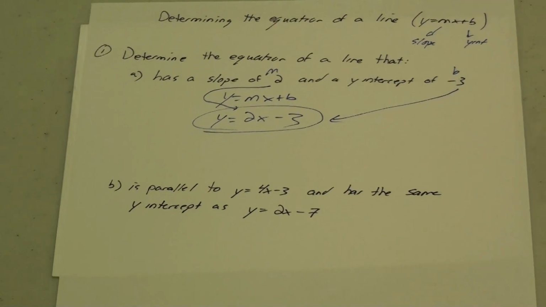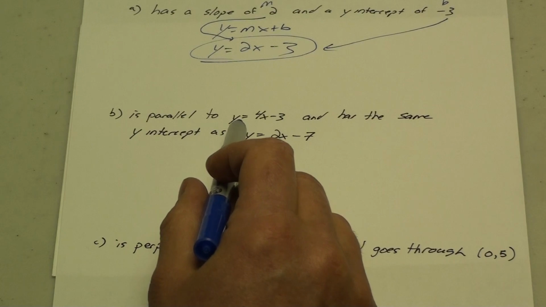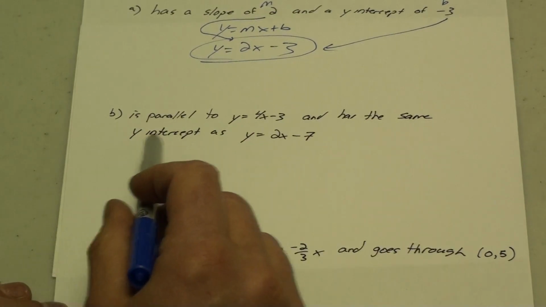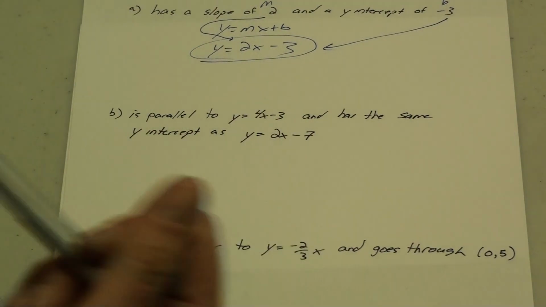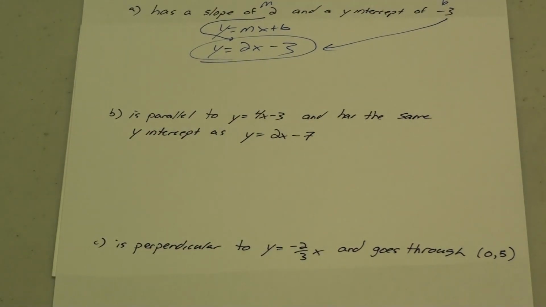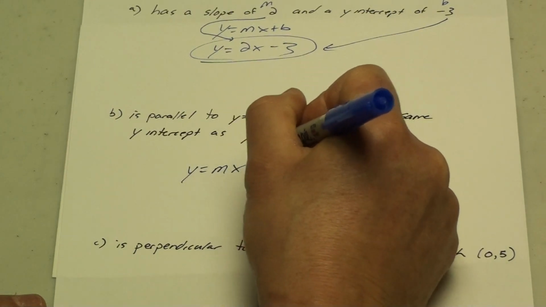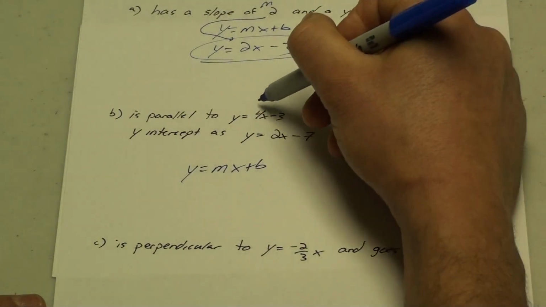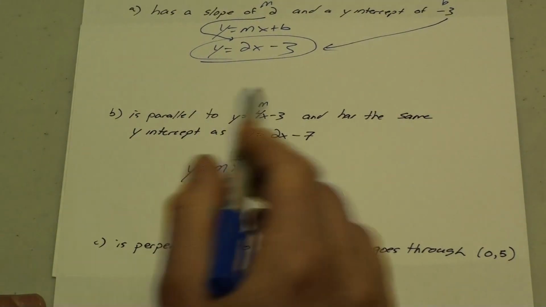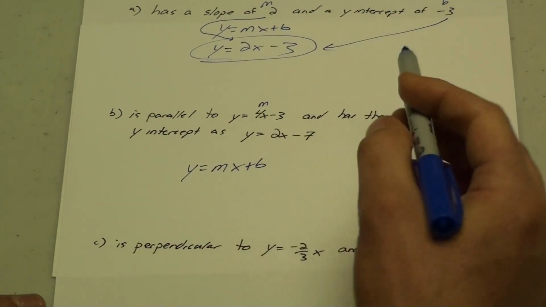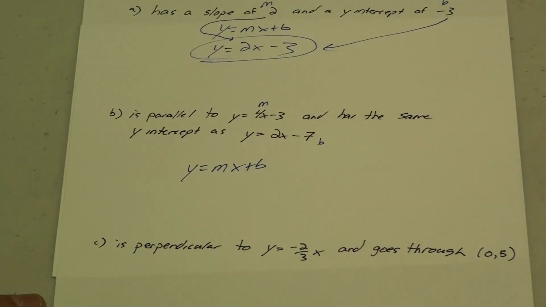Okay, next question. I want to know the equation of a line that is parallel to y equals 4x minus 3 and has the same y-intercept as 2x minus 7. Now parallel means it has the same slope. So for my new equation, y equals mx plus b, I know my slope is going to come from that equation. It's going to be the same as that one. And it's going to have the same y-intercept as my other equation. So I can just simply put in my m and b values from those two equations.